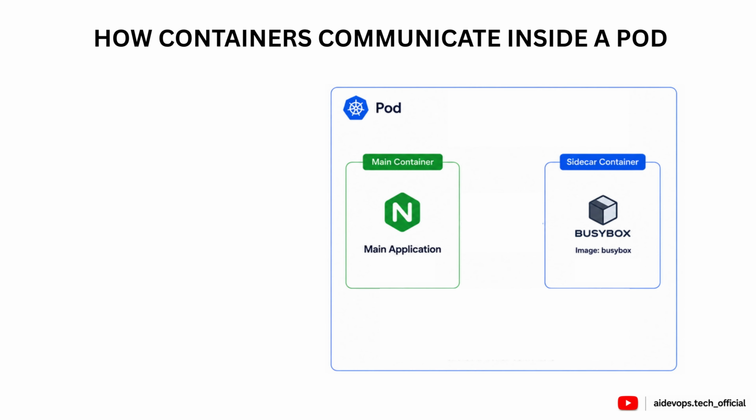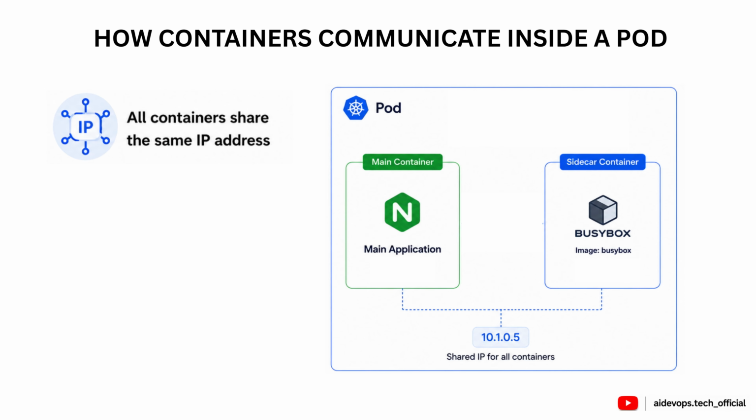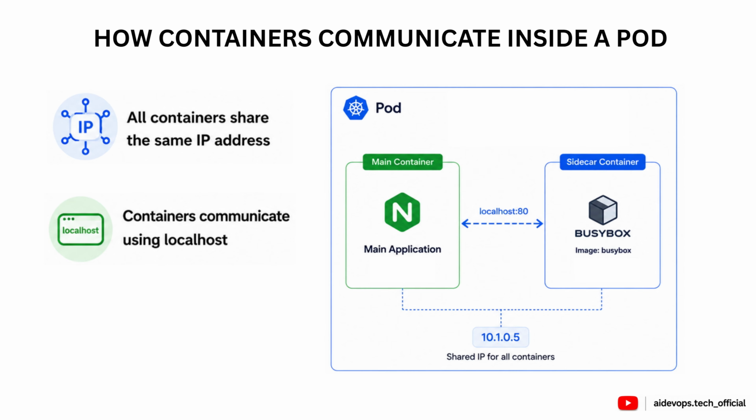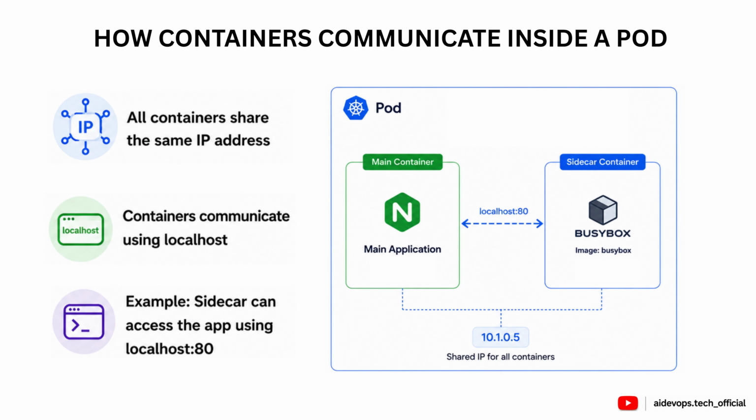Now, how does a sidecar communicate inside a pod? All containers inside the same pod share the same network namespace. That means they share the same IP address. They can communicate with each other using localhost. For example, if your main app runs on port 80, the sidecar can reach it simply using localhost:80. No service, no external IP needed, just localhost. So this is what makes a multi-container pod more powerful.